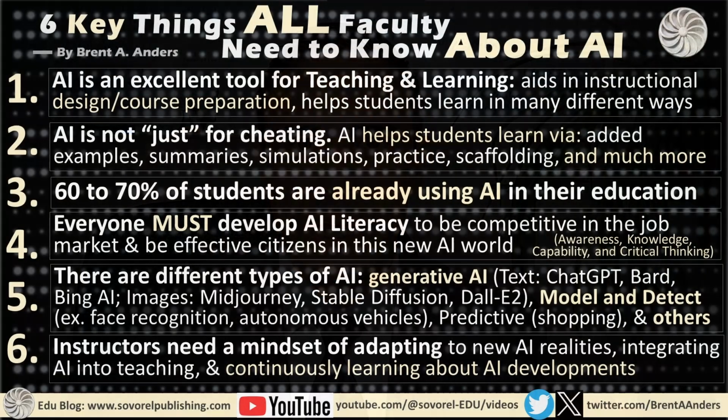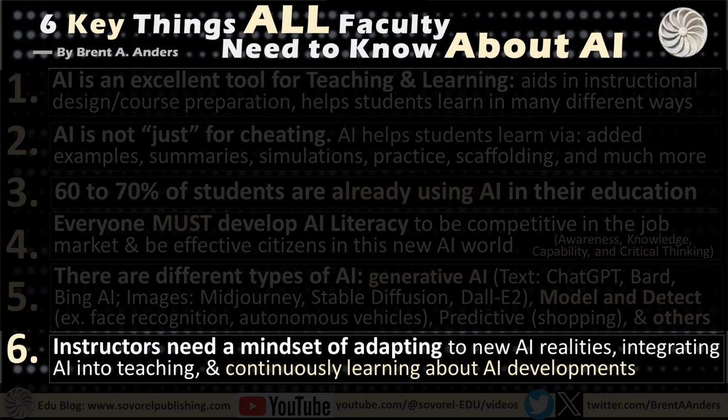Finally, the sixth thing that all faculty really need to grasp and understand is to have this mindset, this understanding that AI is here and we have to adapt. We have to integrate AI into our teaching. We have to ensure that we're developing AI literacy within our students. We can't simply ban AI. We can't simply ignore AI. It has to be integrated.